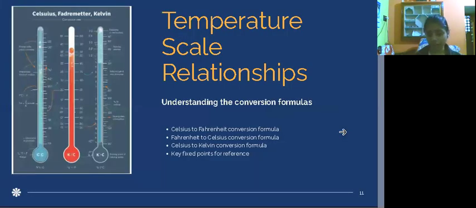Temperature scale relationship. Understanding some of the conversion formulas, like Celsius to Fahrenheit, Fahrenheit to Celsius, or Celsius to Kelvin, are some of the important conversion formulas to understand the different types of temperature scales and their relationship.